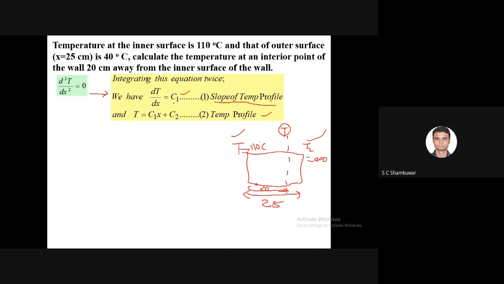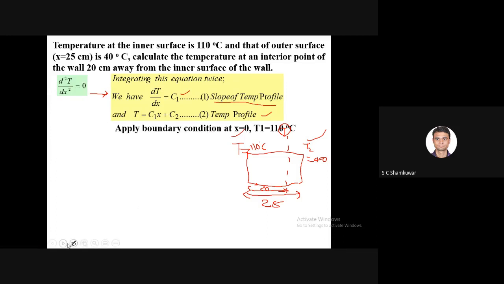We have considered the Laplace equation for one dimensional flow and then we have double integrated that equation. In equation 1, we are getting dT by dx is equal to C1, where C1 is a constant. This equation represents the slope of the temperature, and if you again integrate it, we will get T is equal to C1x plus C2. Understood? Now we have these two equations. Now we can use the boundary conditions.